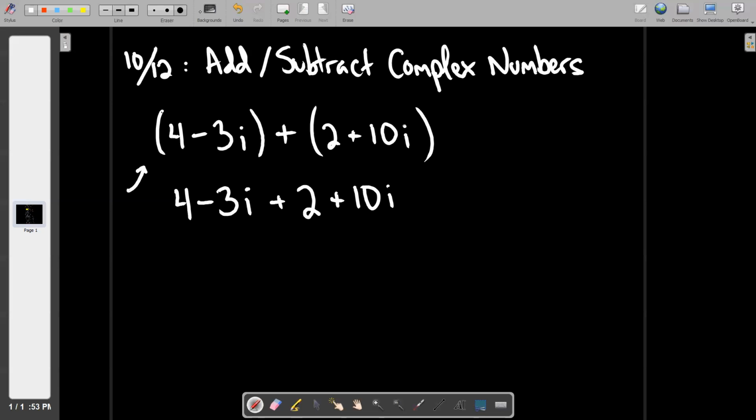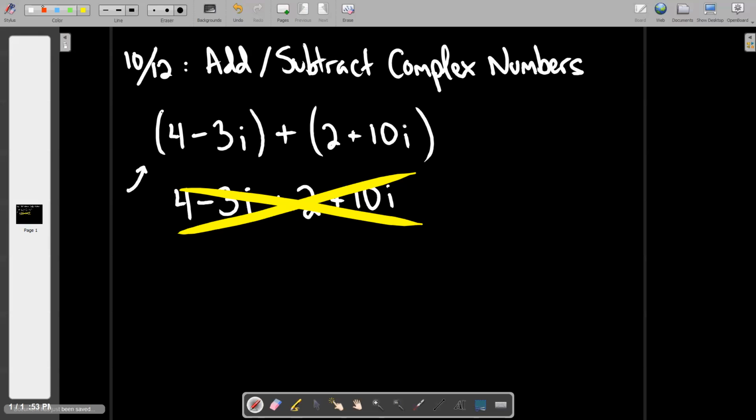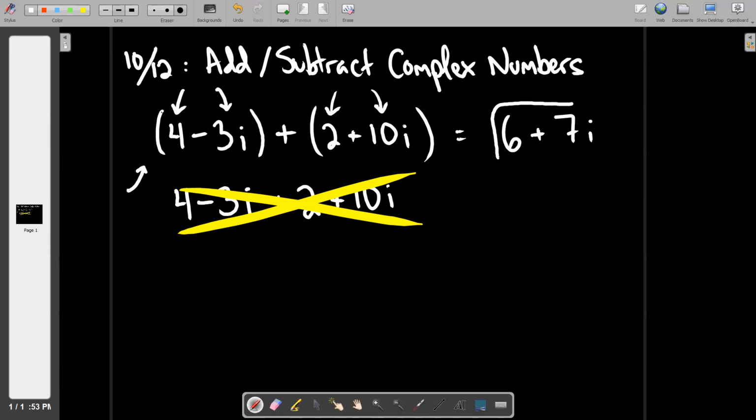So even if I hadn't shown this work down here, I could just look at the problem from the beginning and say, hey, what's 4 plus 2? Well, that's 6. And then I could say, hey, what's negative 3i plus 10i? So I just put 6 plus 7i. I type that in, and yes, it is that easy.